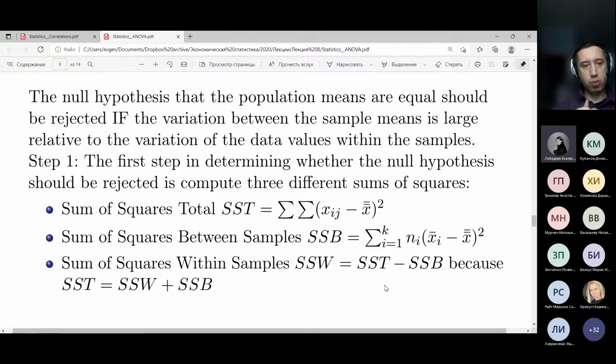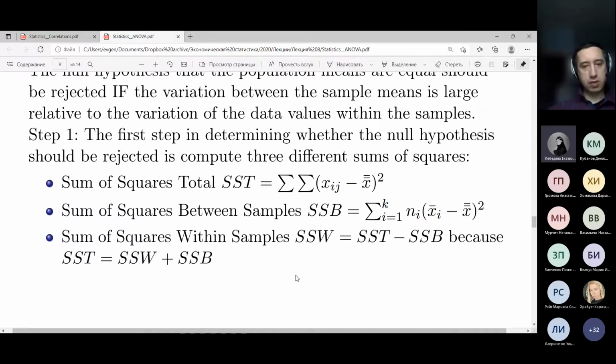And finally we estimate the sum of squares within samples. By the way, all of these inputs, SST, SSB, SSW, are related to one another. SSW is the difference between the sum of squares total and the sum of squares between samples. Or we can imagine that the sum of squares total is the sum of squares within samples and the sum of squares between samples. Well, it is the first step. We have to calculate three things.